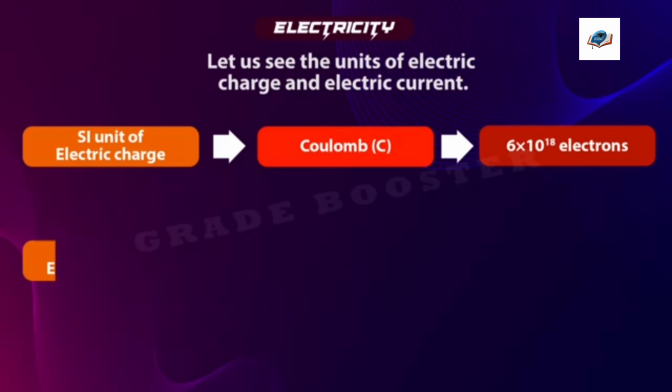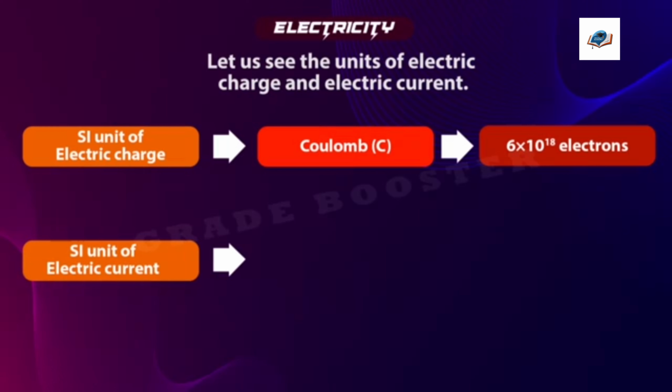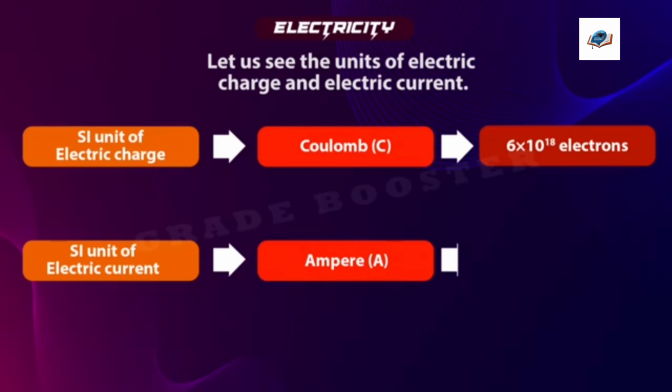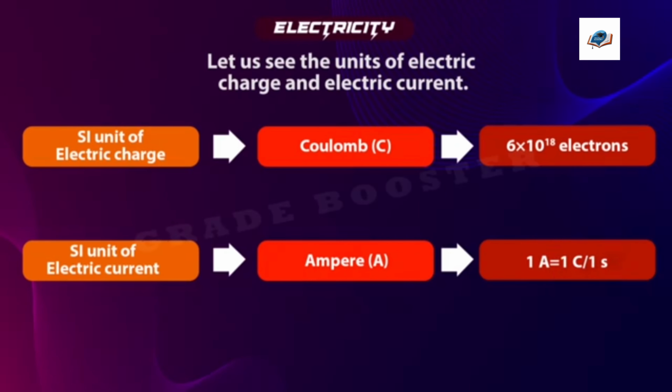SI unit of electric current. The unit of electric current is the ampere, A. 1 ampere is the flow of 1 coulomb of charge per second. 1 A = 1 C/1 s.